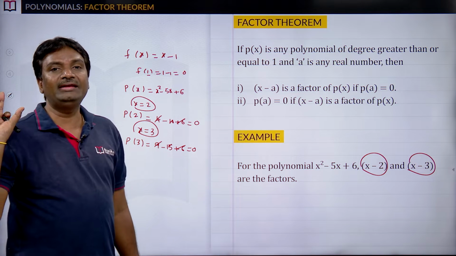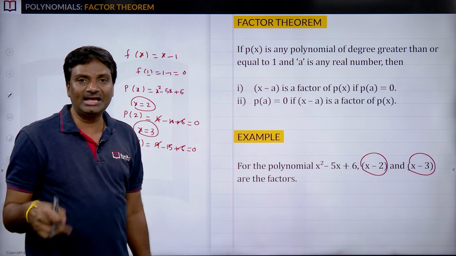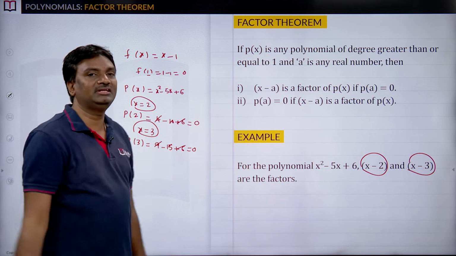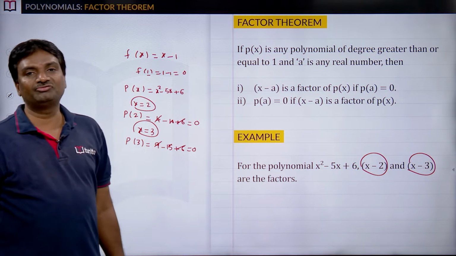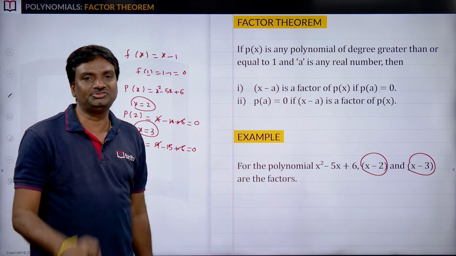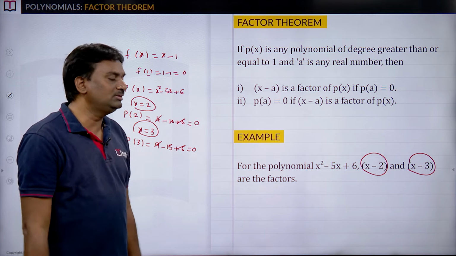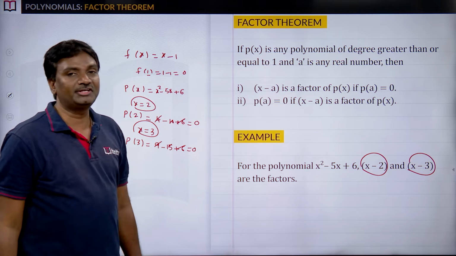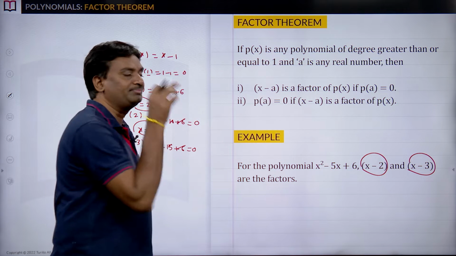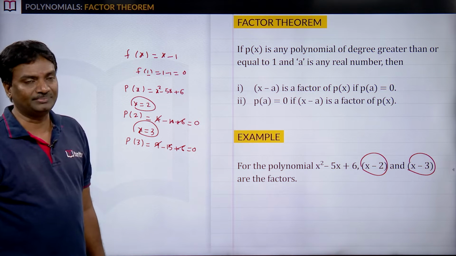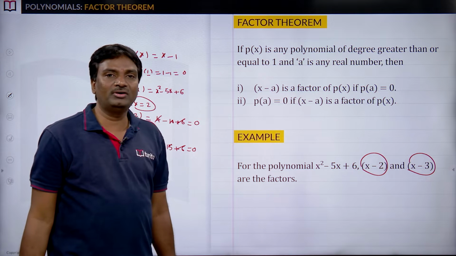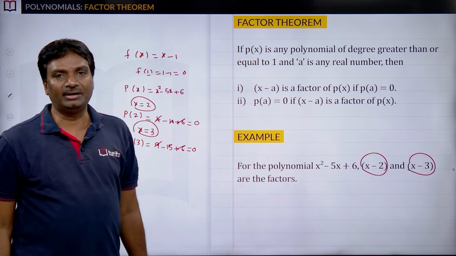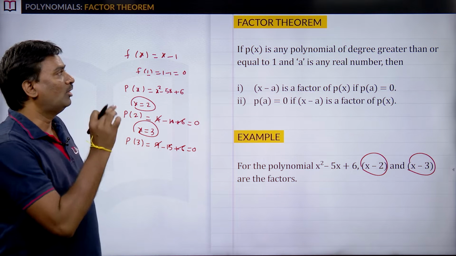For the remaining values of x other than 2 and 3, if you take any value in place of x in the polynomial x square minus 5x plus 6, you should not get 0. That is why only 2 and 3 are the zeros. 2 and 3 are the zeros, which means x minus 2 and x minus 3 are the factors. This is known as the factor theorem. This factor theorem is very important, and we can use this concept in the remaining chapters also. So, what is the factor theorem?